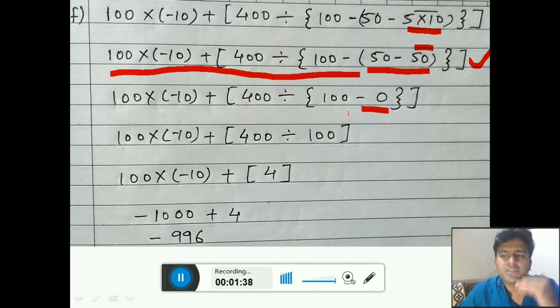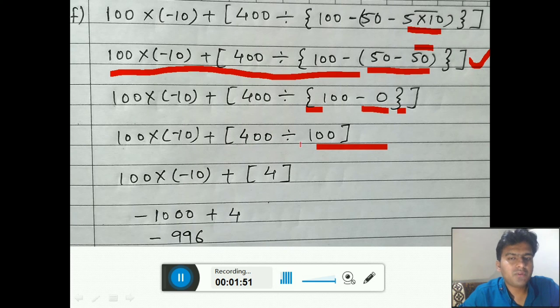Now which bracket is left? The curly bracket is left. Inside the curly bracket only 100 is there. 100 minus 0 equals 100 only. Now the curly bracket is gone. Now 400 divided by 100 is left inside the square bracket. According to the rule we have to solve the square bracket. So 400 divided by 100 equals what?